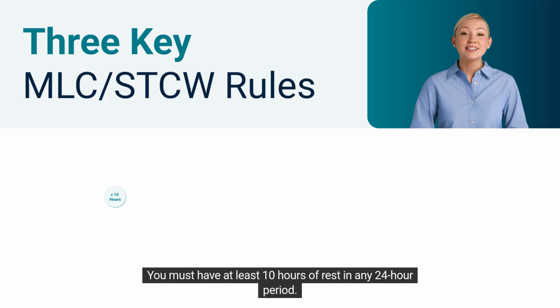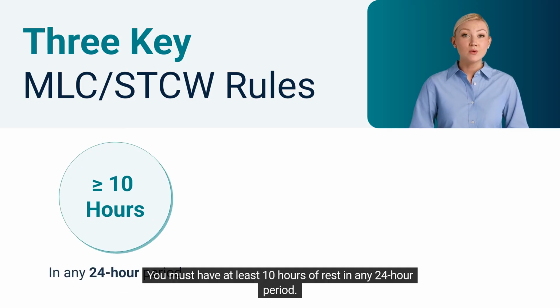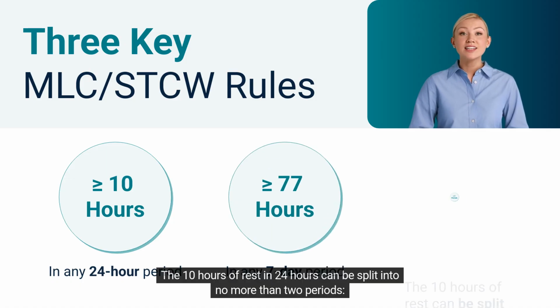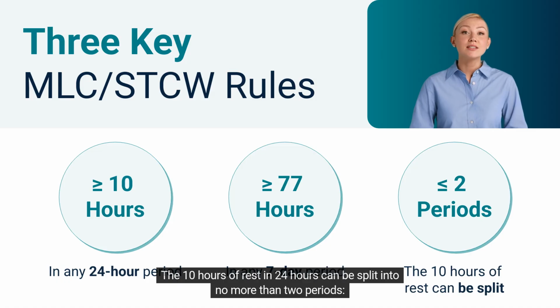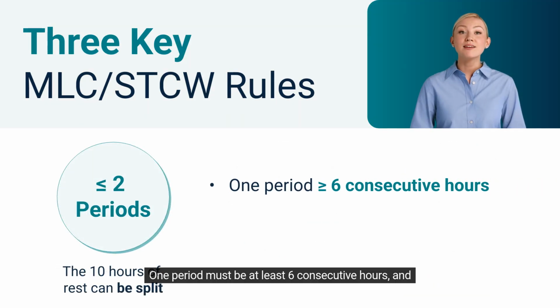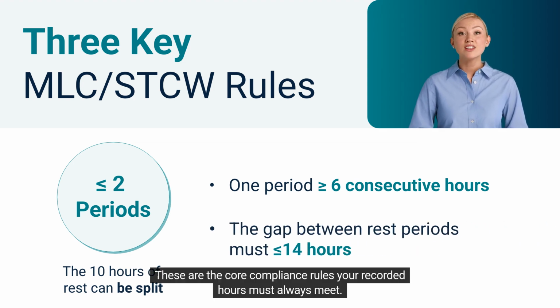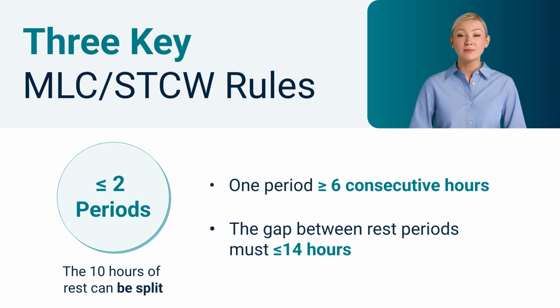You must have at least 10 hours of rest in any 24-hour period. You must have at least 77 hours of rest in any 7-day period. The 10 hours of rest in 24 hours can be split into no more than 2 periods. One period must be at least 6 consecutive hours. The gap between rest periods must not exceed 14 hours. These are the core compliance rules your recorded hours must always meet.